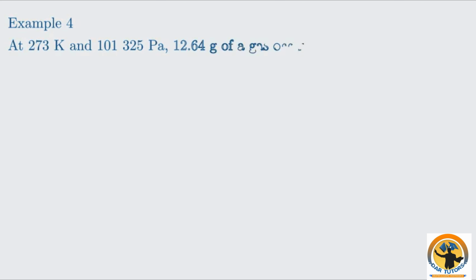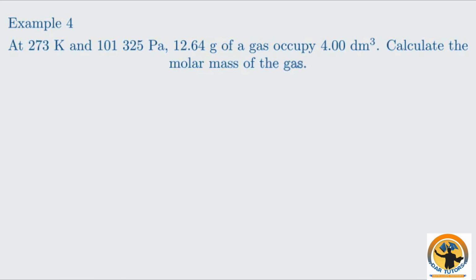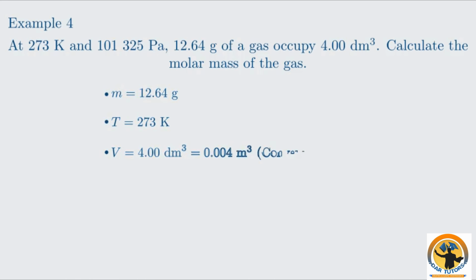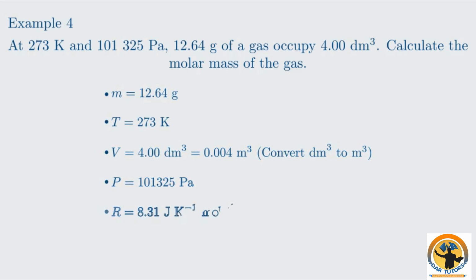Here is a worked example to calculate molar mass from experimental data. The problem states that 12.64 grams of a gas occupies 4 cubic decimeters at STP. We need to find its molar mass. First, identify the given variables. We have a mass of 12.64 grams, a temperature of 273 Kelvin, a volume of 4 cubic decimeters, and a pressure of 101,325 pascals. We use the gas constant R, which is 8.31 joules per Kelvin mole.